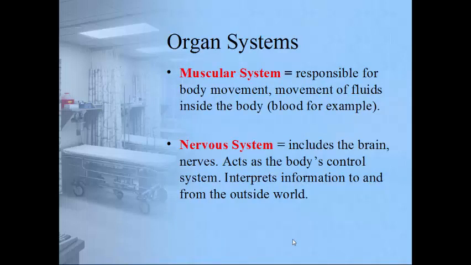Alright, next we have the muscular system. As you can imagine, responsible for all body movement, including moving fluids throughout the body, including blood. The nervous system. This will include the brain and all the various types of nerves. And this acts as the body's main control system. This will interpret information from the outside world so your brain can understand it. Now, whatever you see, whatever you hear, whatever you touch, whatever you taste, all of that is sensory information that has to be interpreted by your brain, and it's done by the nervous system.